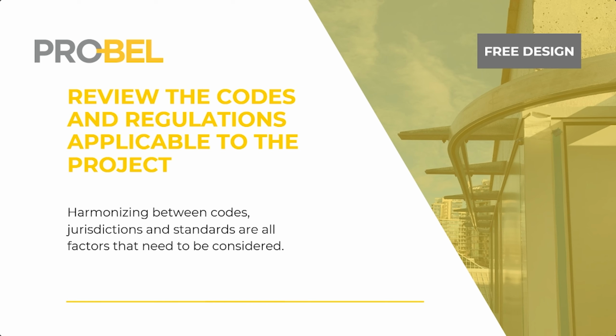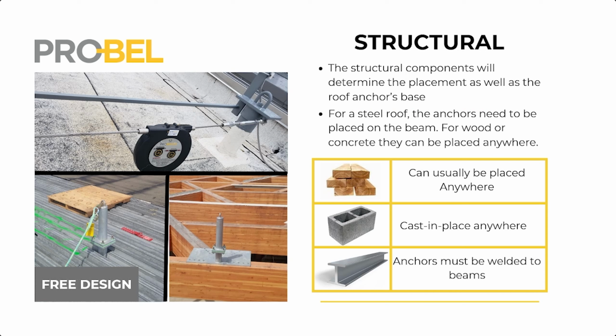Measure twice, cut once. The structure of the roof is going to determine both the placement of the anchors and what type of base they'll require. So, for wooden structures, the anchors can usually be placed anywhere, but not always, so you need to check. For cement, though, they can be cast in place pretty much anywhere on the roof. Unfortunately, for steel, they can only be placed on beams, which can make it a bit trickier if there's a lot of interference on the roof, HVAC units, things like that.